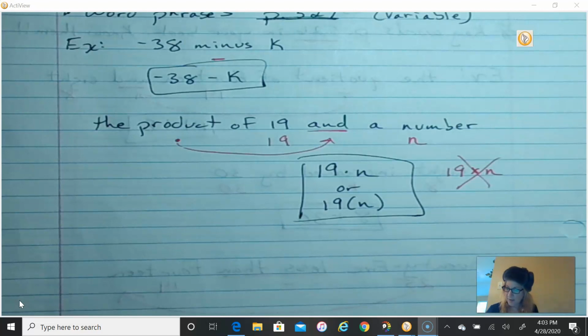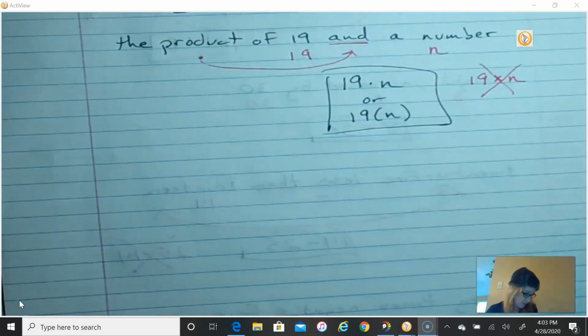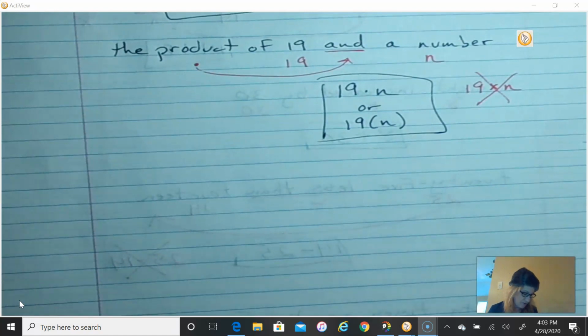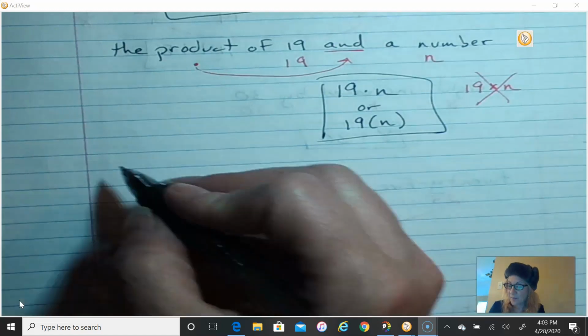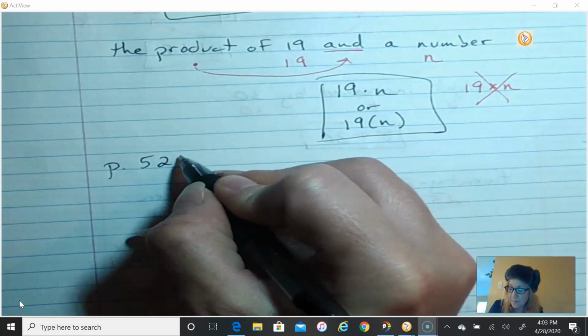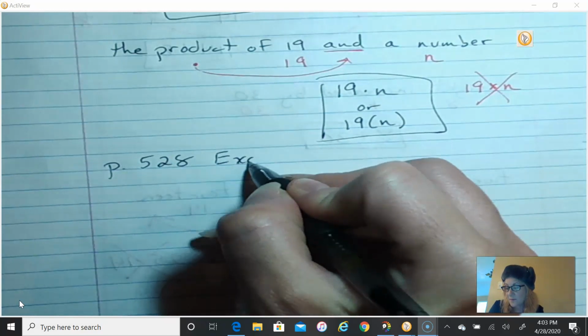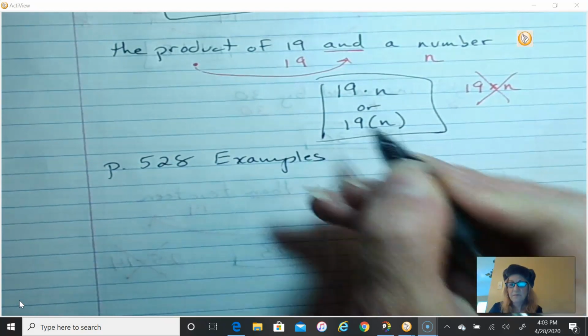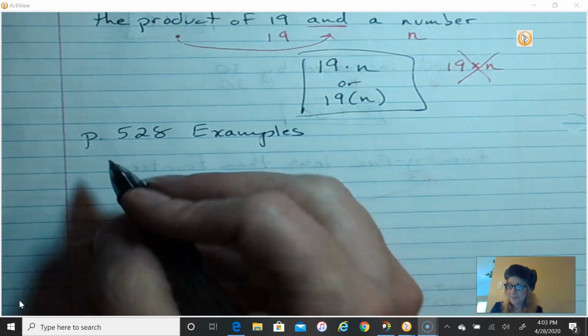Yeah, let's just forget about some of those skill checks and let's just jump in, okay? All right, we're going to start with section A. I'm going to do some also in B, but we're not going to get into some of the craziness, all right? So turn to page 528 for examples.